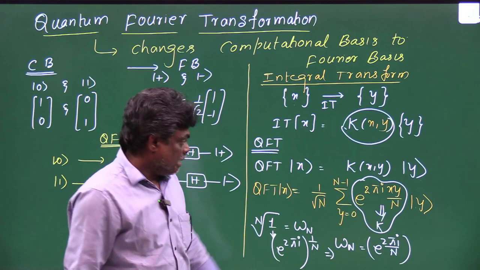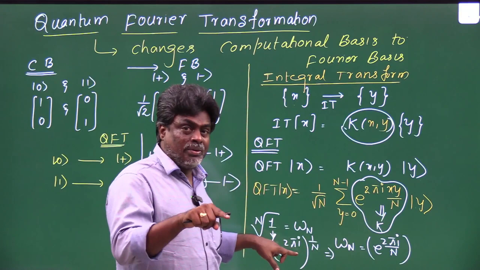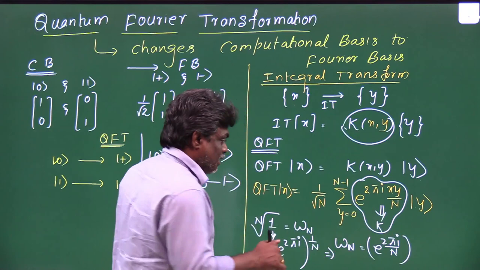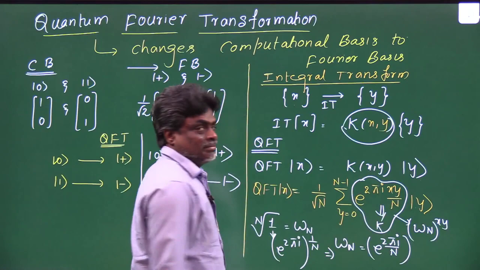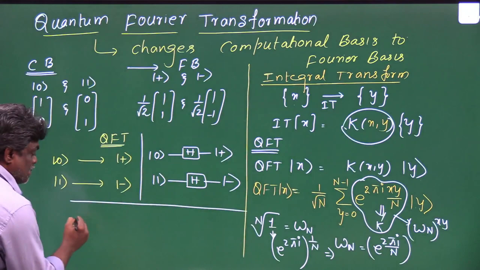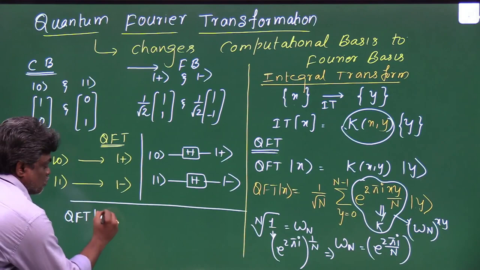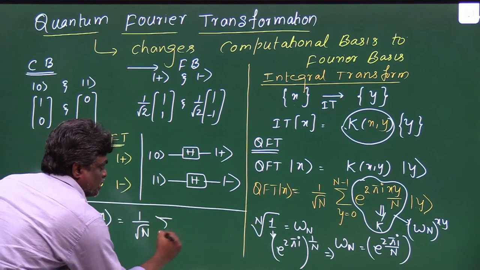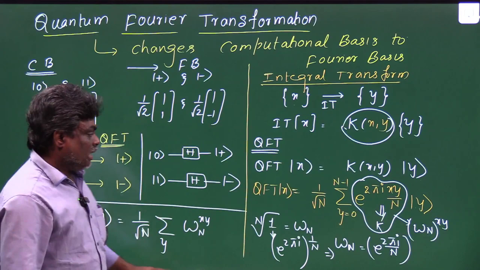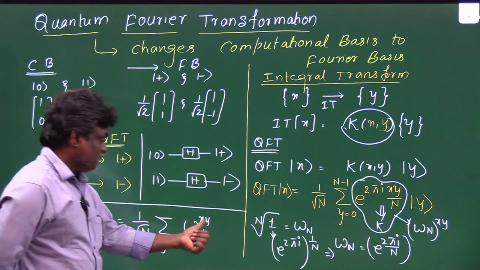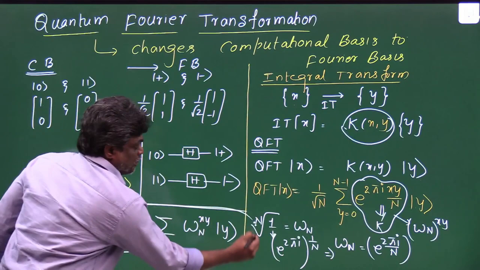Here why we got n, that's what I am explaining. Because this is the nth root of unity. Omega n is equal to e raised to 2 pi i by n. Now this can be written as omega n, that is the nth root of unity, whole power xy. So that's why if you see some lectures or some textbooks, they will write like this also, sir. That is the quantum Fourier transform of x equal to, this is the normalization constant, summation over y. This kernel they will write like this, nth root of unity xy. So the nth root of unity is nothing but e raised to 2 pi i by n whole power xy. So some people will represent the quantum Fourier transformation like this also.